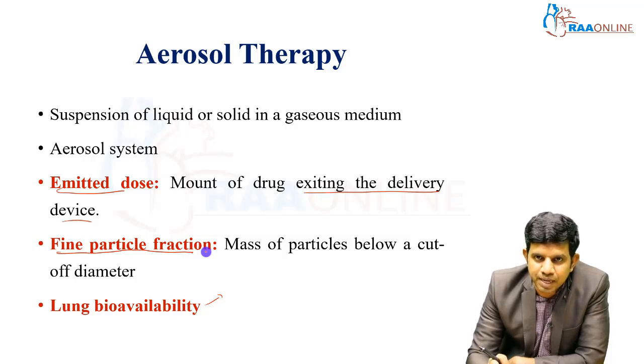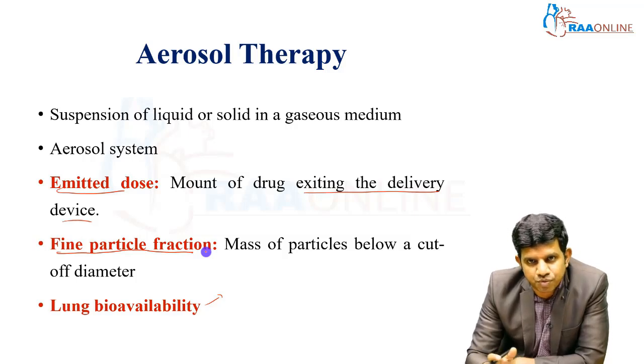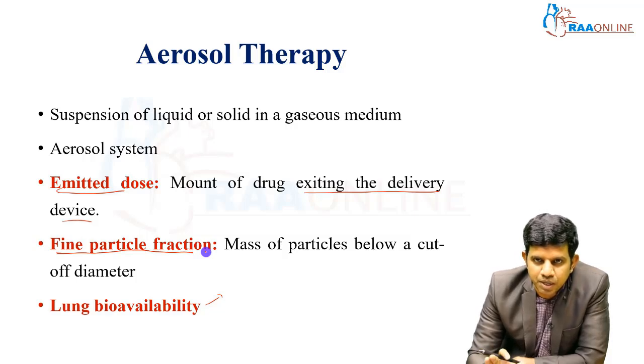The second thing is blood supply. What is our target site? For example, in tracheobronchitis, the target site is the first 10 generations of the bronchioles. If it is pneumonia, our target site is the alveoli. So it depends upon all these factors: emitted dose, fine particle fraction, lung bioavailability. All of these will determine effective aerosol therapy.